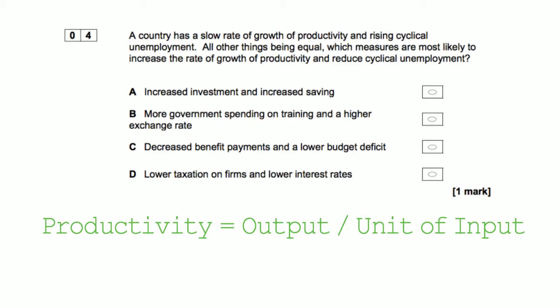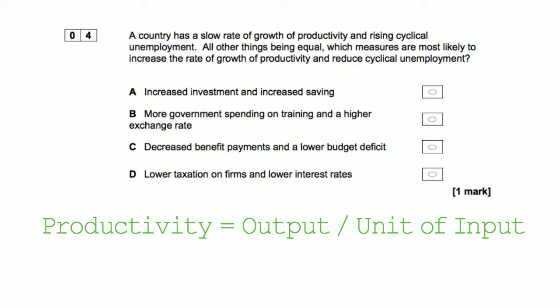Cyclical unemployment arises from a lack of demand in the economy, and if there's a lack of demand in the economy, less goods and services are being demanded. And as labour is derived demand for the final good, if less goods and services are being demanded, less labour will be demanded, and this results in unemployment. So let's go through the 4 options and see which one is going to increase the growth of productivity and reduce cyclical unemployment. Option A is increased investment and increased saving.